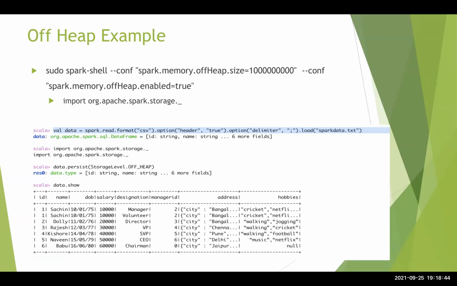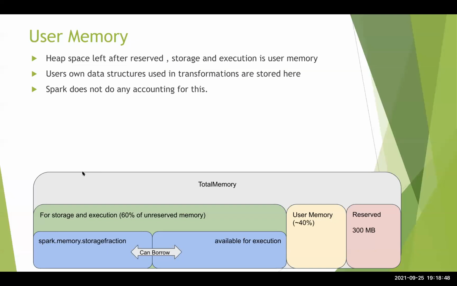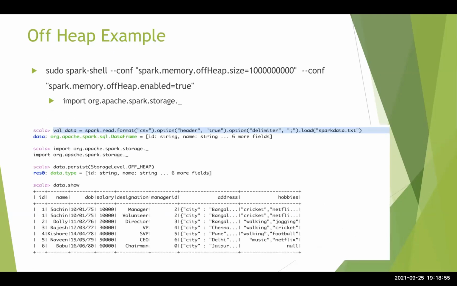So off-heap is basically the memory which is outside the heap. You see examples here, right? This is all heap memory. But if you want to save your dataset or data frame outside this JVM memory, then use off-heap. And you can set the off-heap size in bytes.